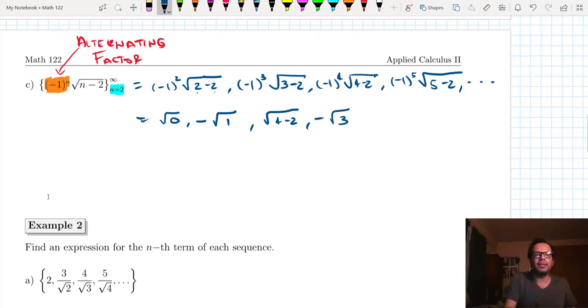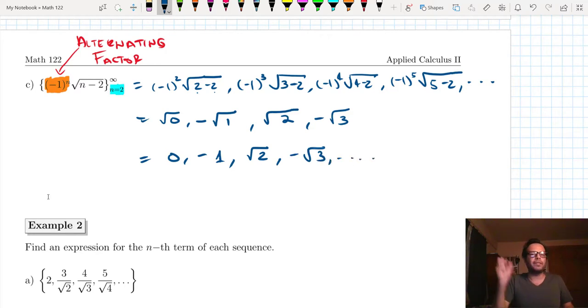So let's see, oh, wait a minute, I think I could have simplified this right away. Why not? So the square root of 0 is 0, square root of 1 is 1, the square root of 2 is simply the square root of 2, the negative square root of 3 is negative square root of 3 simply, right? And this goes on forever. So again, what did we do? We plug in n equals 2. In this case, we started at 2, right? And then n equals 3, n equals 4, n equals 5.